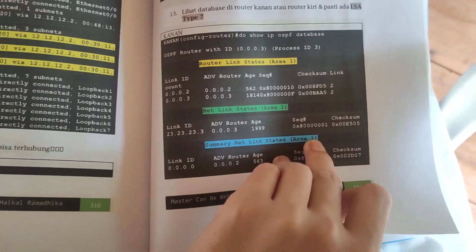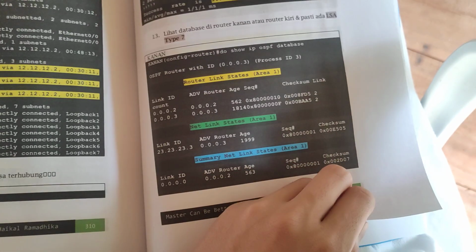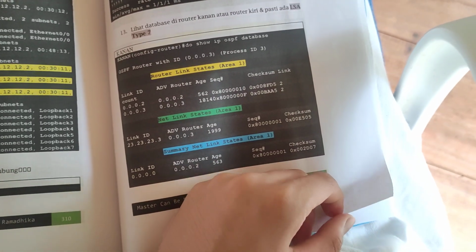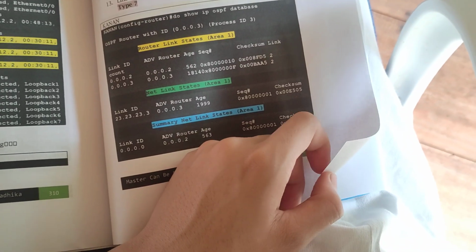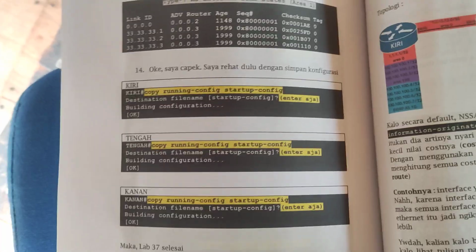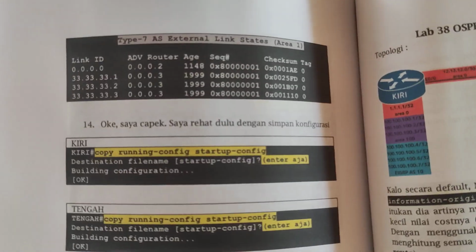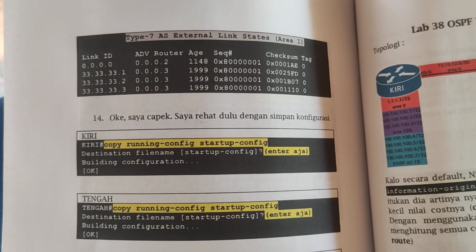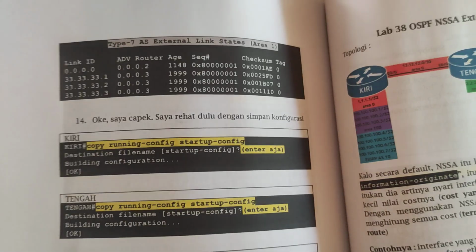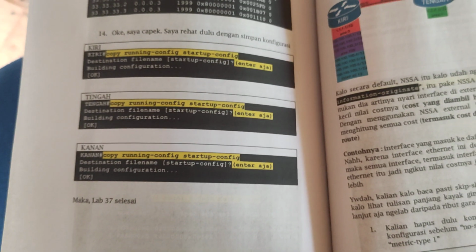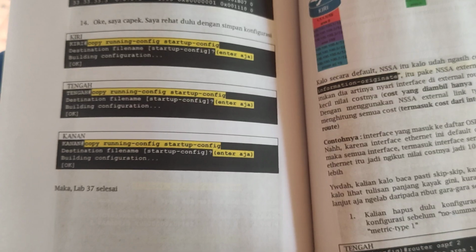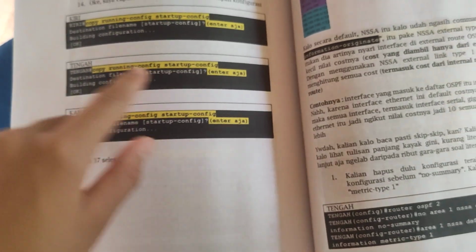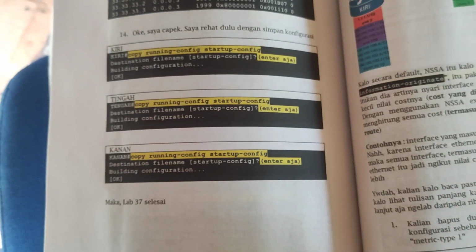Yeah, you can do show IP OSPF database in the right router, and then you can see in the database there is LSA type 7. Okay, type 7, that is, you can see there is an external link state, that is NSSA. Okay, maybe that's all for me about stub area. Okay, if you are ready, you can save the configuration.